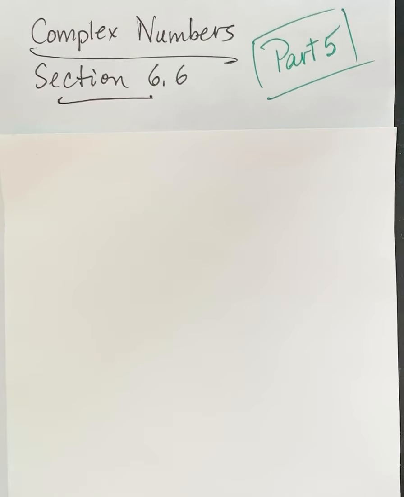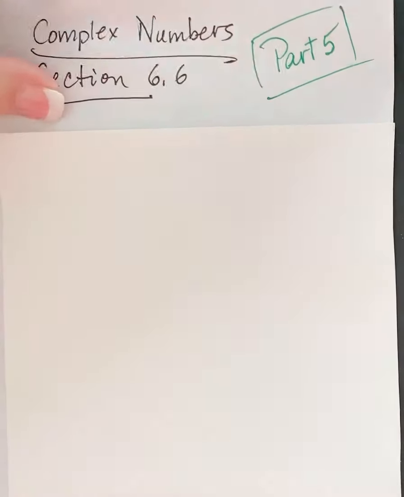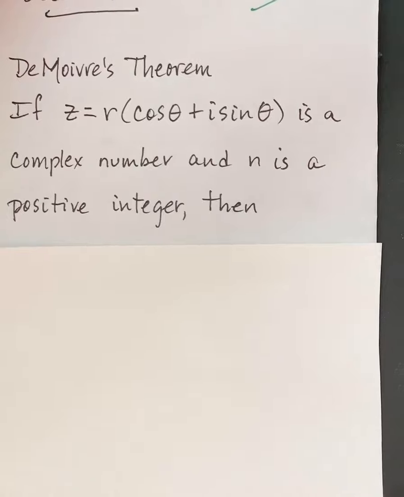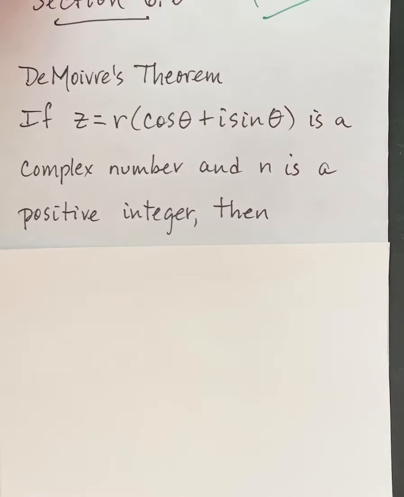This is Complex Numbers, section 6.6, part 5. This is all about raising complex numbers in their trig form to powers, whole number powers. All right, this is actually a theorem named after the French mathematician de Moivre.